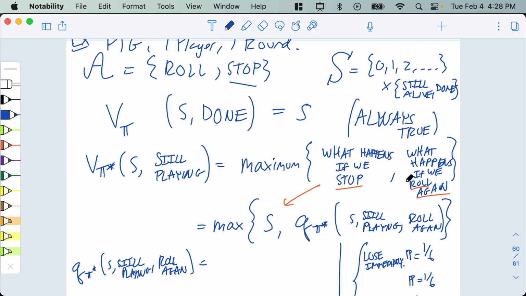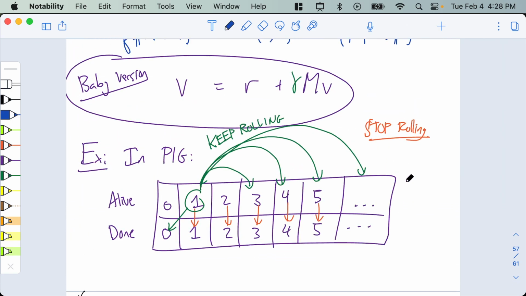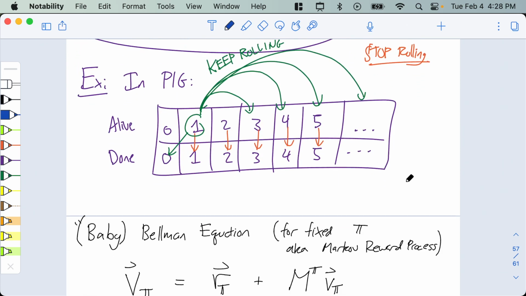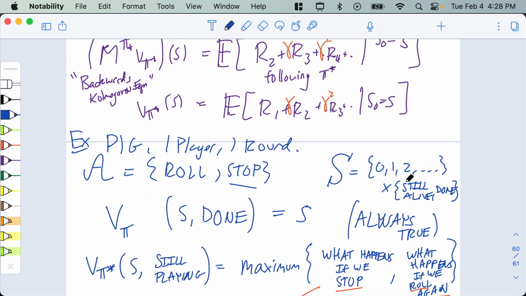And so I would represent that by saying you go to the state 0, comma done. So you're done and you have 0 points, right? So if you're at state 1, 1/6 of the time, you will immediately lose the game, and you have 0 points. So that's one thing that could happen.